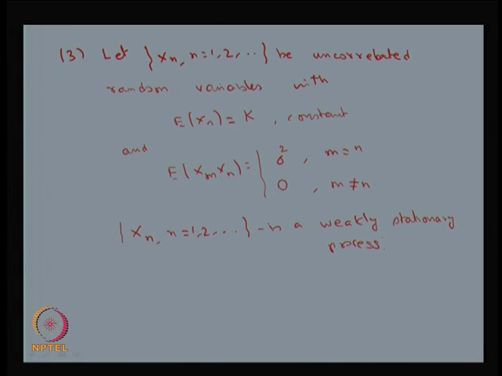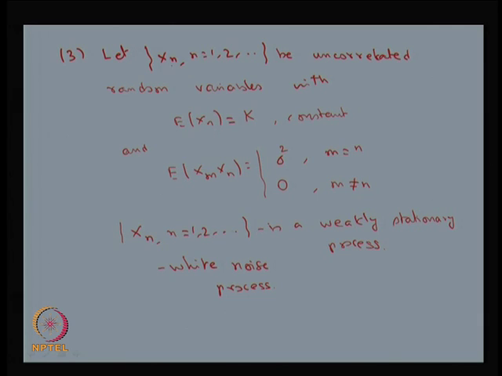And this stochastic process is also called a white noise process. This is very important in signal processing. You keep the uncorrelated random variables with this assumption: the mean is going to be a constant, which may be 0, and the product of expectations is going to be these values. This is going to be a weakly stationary process, in the sense it satisfies all three conditions of the weak sense or wide sense stationary process, and this stochastic process is called a white noise process.